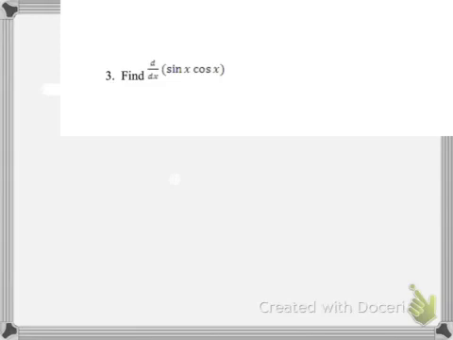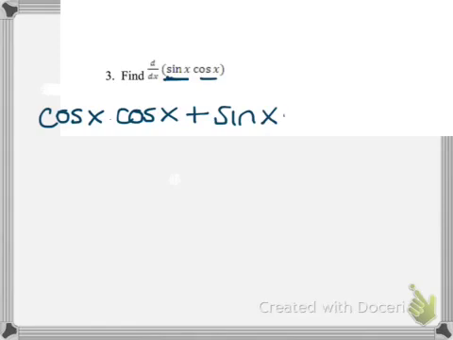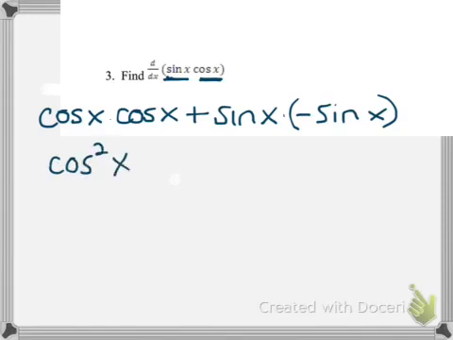Okay, last problem, find the derivative of sine times cosine. So again, I use product rule. The derivative of sine is cosine, times the second function, which is cosine, plus the first function, sine, times the derivative of the second. The derivative of cosine is what? Negative sine. Okay, so now I could simplify. So I have cosine squared minus sine squared.